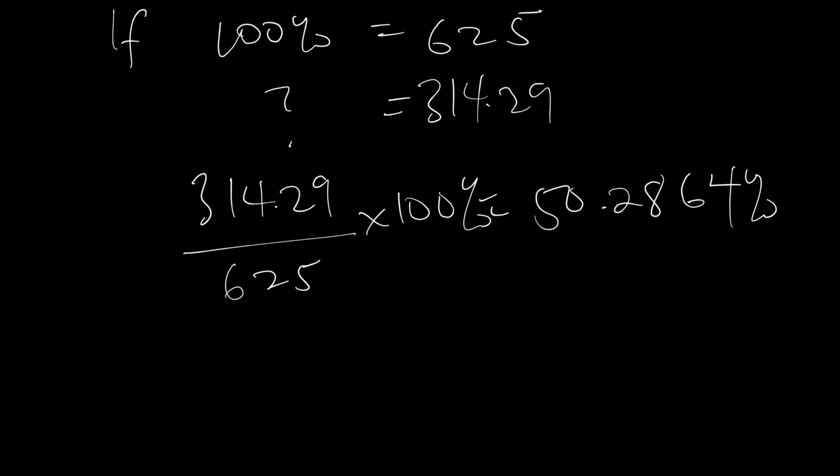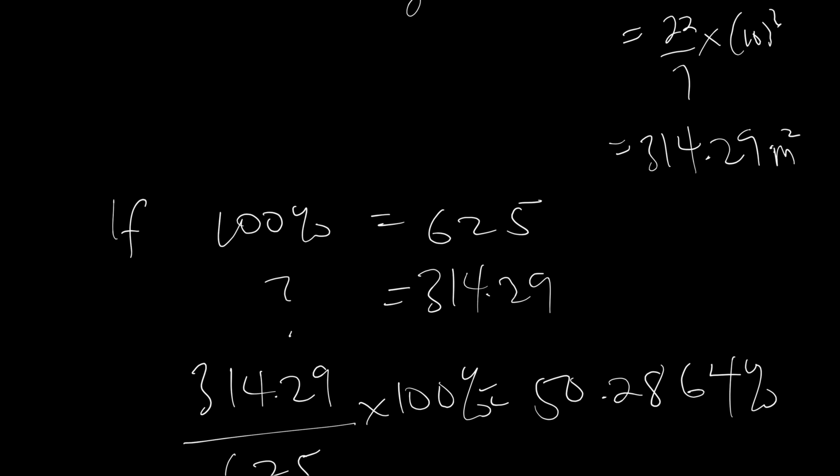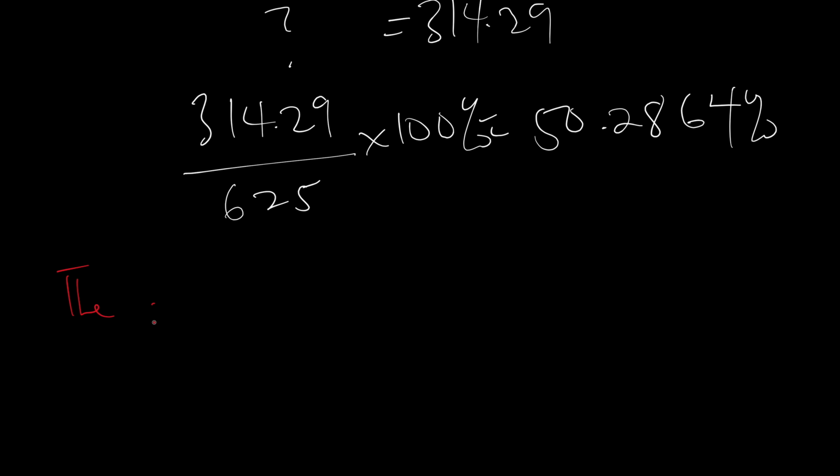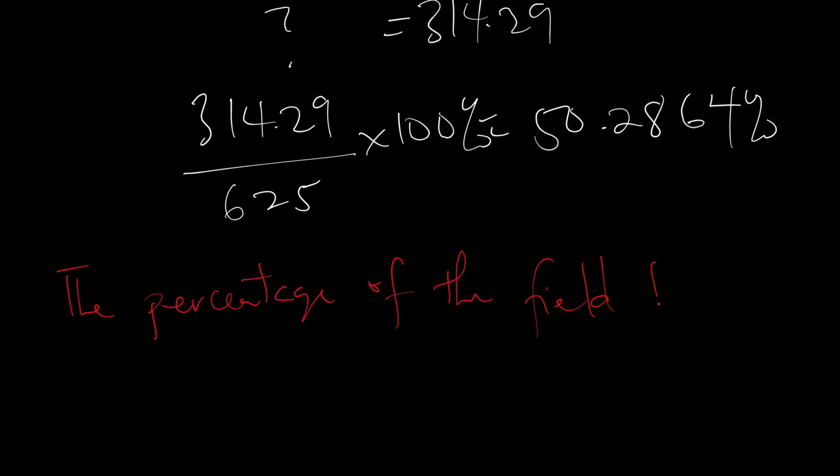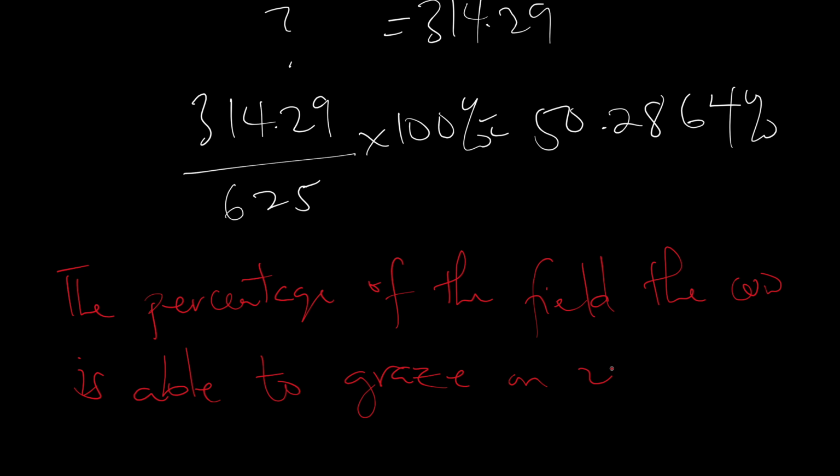So we can say that the percentage of the field the cow is able to graze on is 50.29%, corrected to 2 decimal places. Okay, so this brings us to the end of question 12C and the end of question 12.